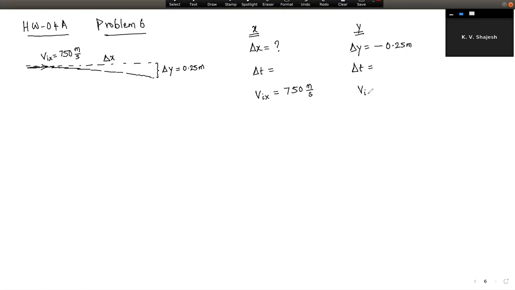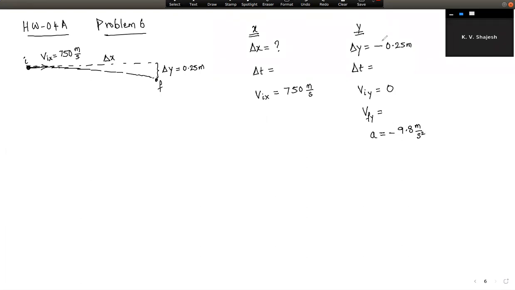V initial in the y direction: the initial point is right when the bullet is leaving the rifle. That's the initial point, and that's your final point. At the initial point, the velocity is purely in the x direction. That means its y component is 0. That's a concept. The final velocity in the y direction, that is when it reaches the target, we don't know. And acceleration due to gravity, the bullet actually falls under gravity. That's minus 9.8 meters per second squared.